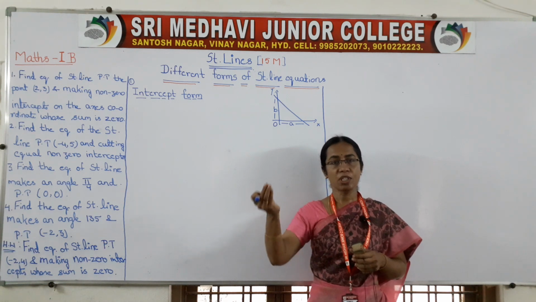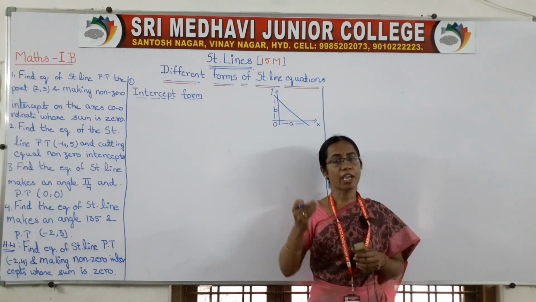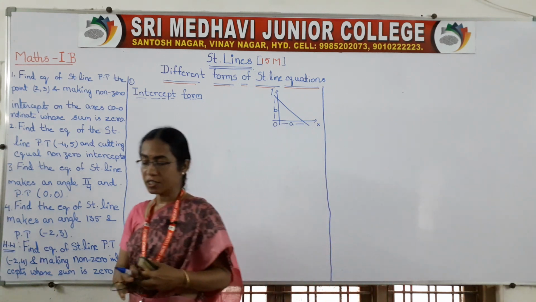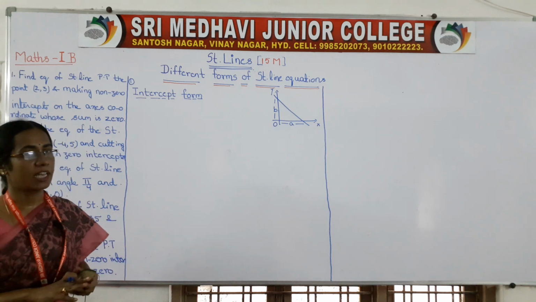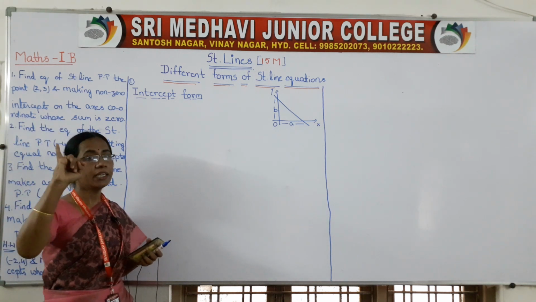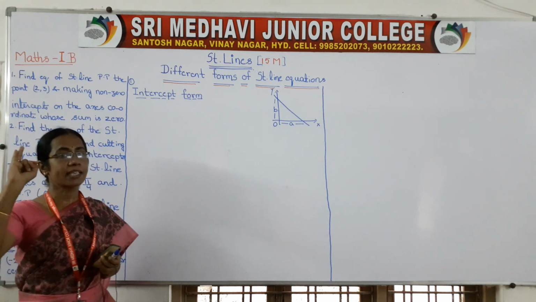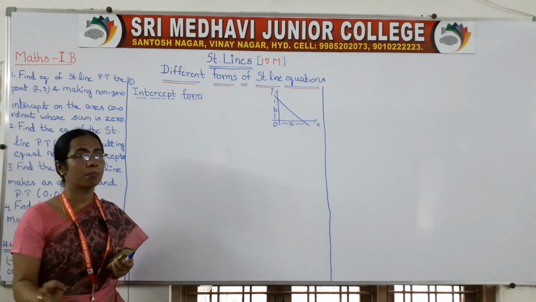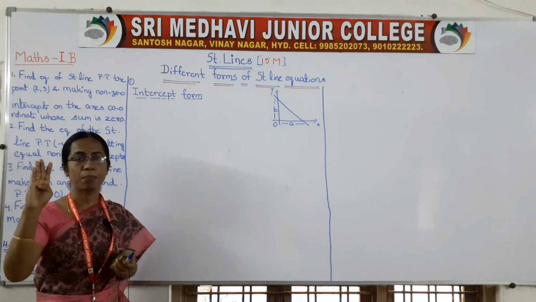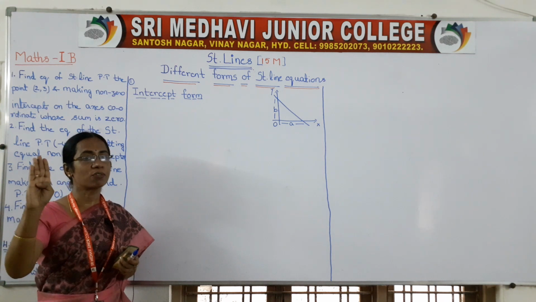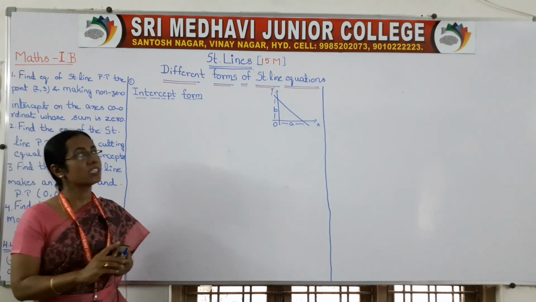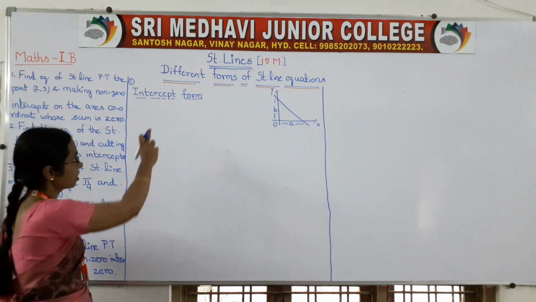But according to the given situation, how do we have to take the straight line equation? The first form is the intercept form, the second is the point-slope form, the third is the slope-intercept form, the fourth is the two-point form, and the fifth is the normal form. Okay, girls, first come to the intercept form.